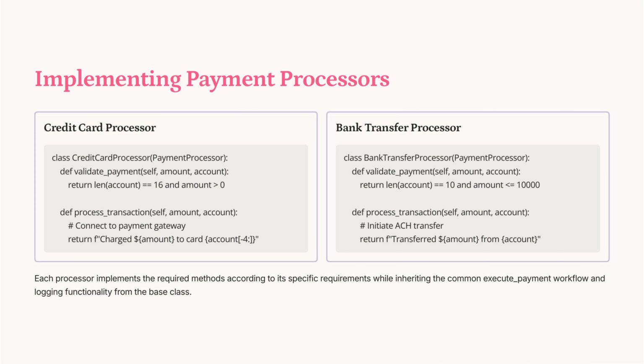process. The CreditCardProcessor validates payments by checking a 16-digit account number and positive amount, then charges the card. The BankTransferProcessor ensures a 10-digit account and amount under $10,000, initiating an Automated Clearing House transfer. Both processors inherit the execute_payment workflow and logging from the base class, ensuring consistency while allowing specific implementations.